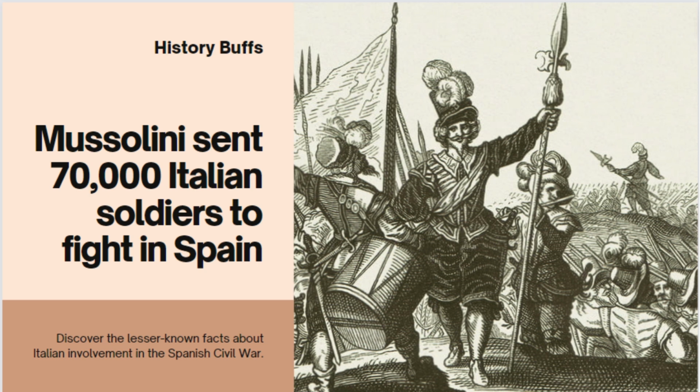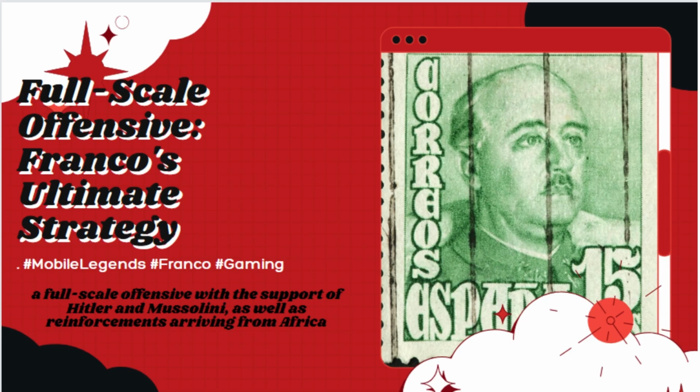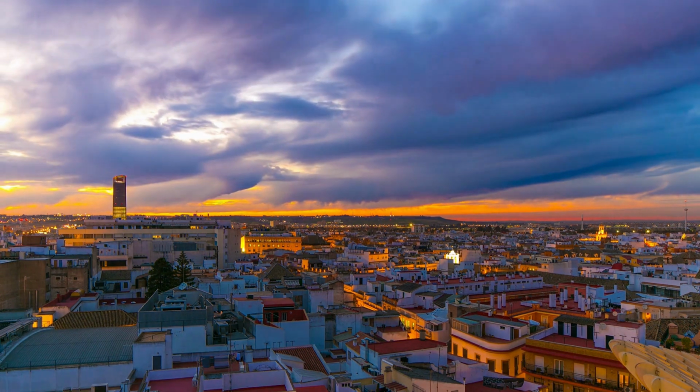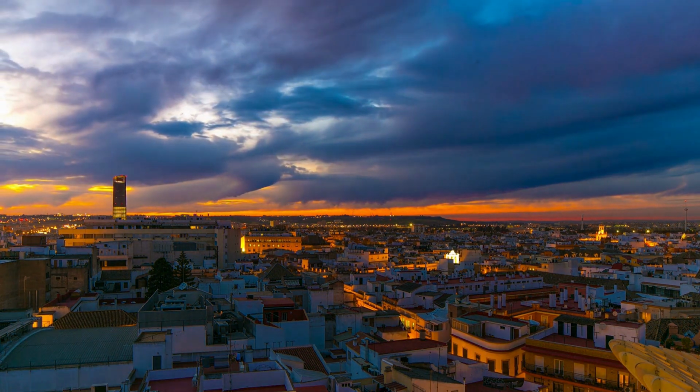Soviet leader Stalin, on the other hand, adhered to the agreement and did not provide weapons aid to the socialists, while staying away from intervention to avoid provoking Germany and Italy. Therefore, most of the support acquired by the socialists at the beginning of the Civil War did not go beyond morale. As the Civil War raged on, Franco launched a full scale offensive with the support of Hitler and Mussolini, as well as reinforcements arriving from Africa.